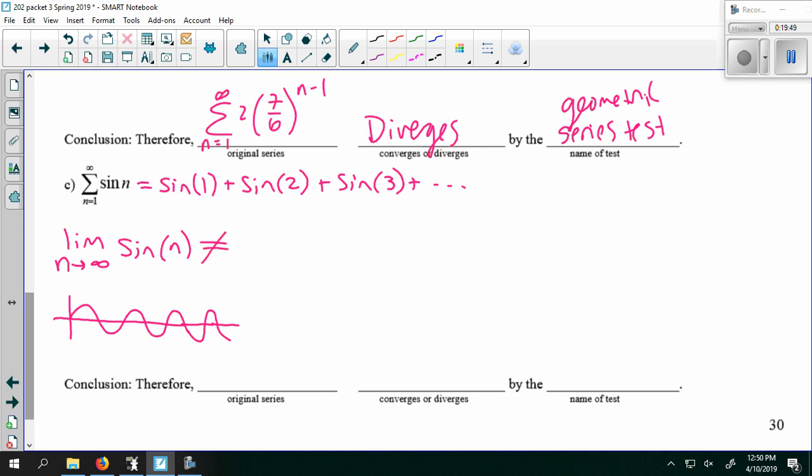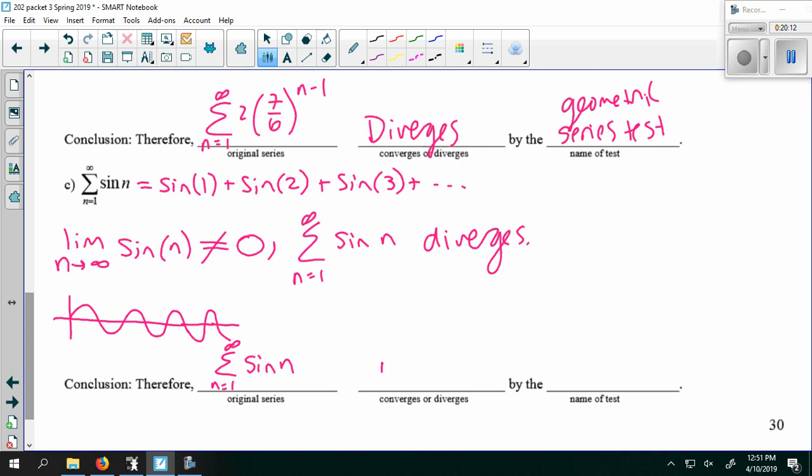The limit is definitely not 0, which means the integral diverges. I'm sorry, the sum diverges. So my conclusion is that my original sum, n equals 1 to infinity of sine n, diverges by the test for divergence.